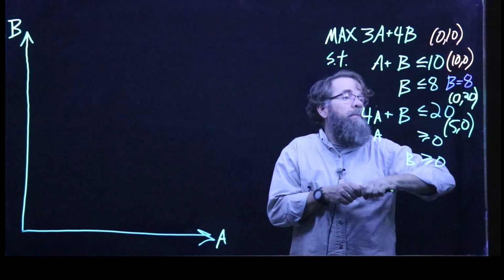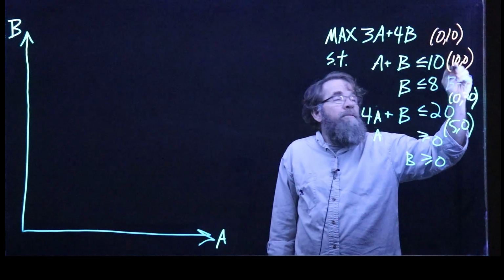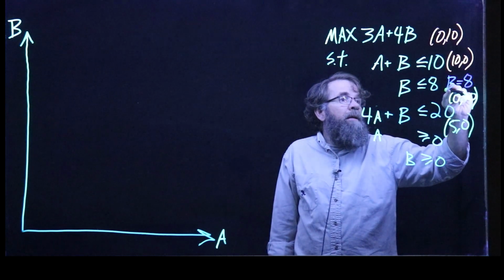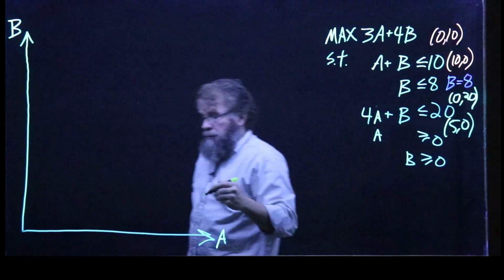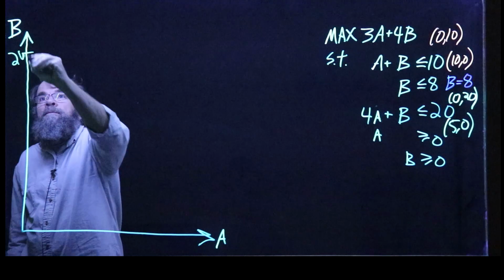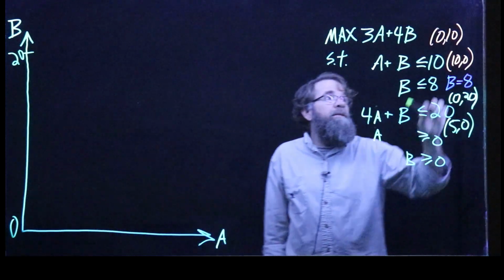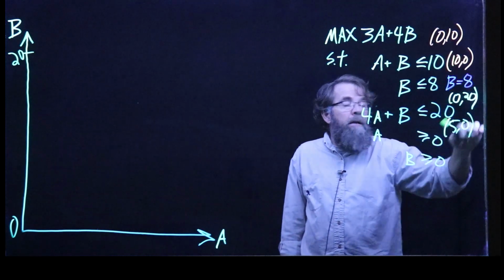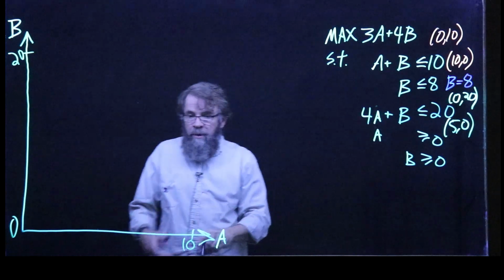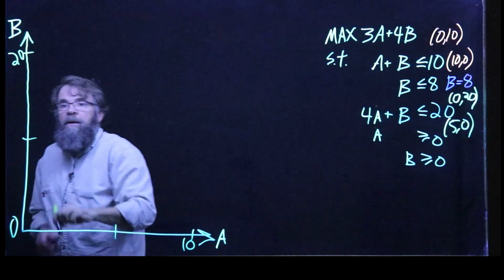So on my b-axis, I have a value of 10 and a value of 8, and then a value of 20. So 20 is the biggest number I need to be able to draw here. So that's going to be 20 up there, and then that's 0 down there. And then on my horizontal axis, I've got a 0 and a 10 and a 5. So 10 is the biggest thing I need to draw there. So if that's 10, that'll be 5. If that's 20, that's 10.